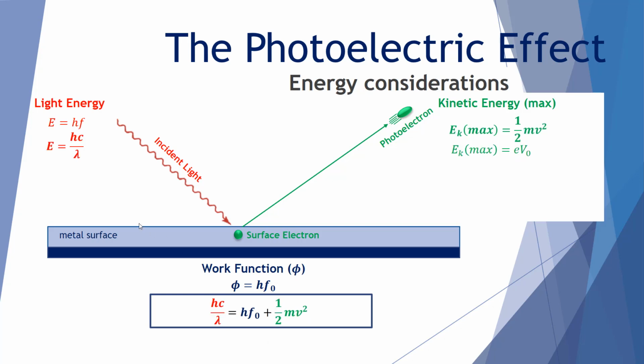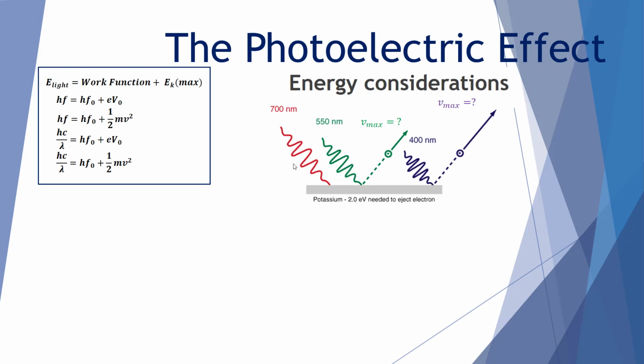Another variation, we could substitute the hf with the hc on lambda, and that could be used as an expression to work out any one of these variables. And finally, we could do the same thing but use an eV naught for the maximum kinetic energy. So with these 4 equations, there are a large number of possible questions that examiners can ask students. Let's now have a look at these 3 different scenarios and see if we can work these out mathematically.